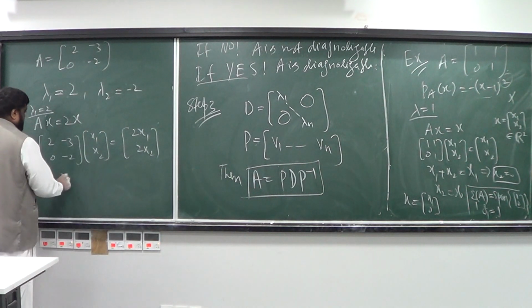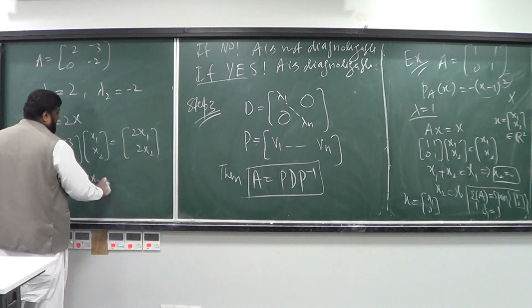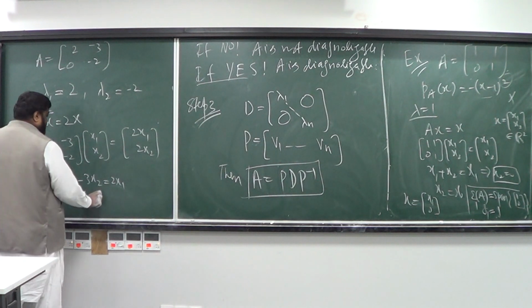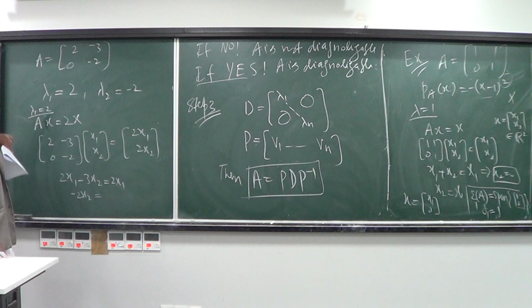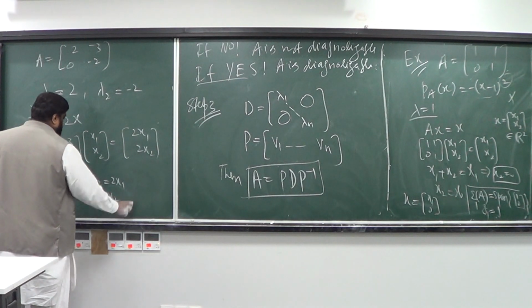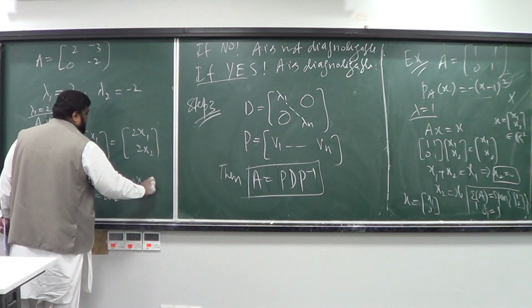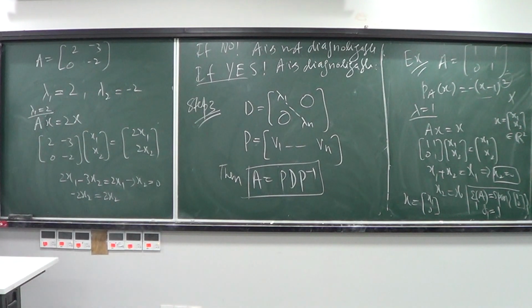If you simplify this, you're going to get 2x1 minus 3x2 equal to 2x1 and minus 2x2 equal to 2x2. So what follows from, for example, the first equation, again, is that your x2 is 0. And if x2 is 0, that means the eigenvectors have a form with a non-zero first entry. In other words, the form x1, 0.